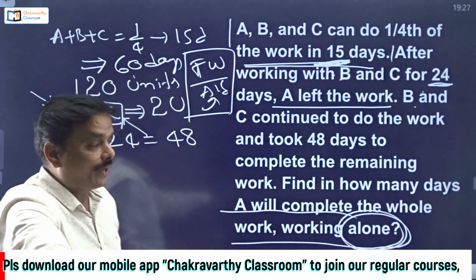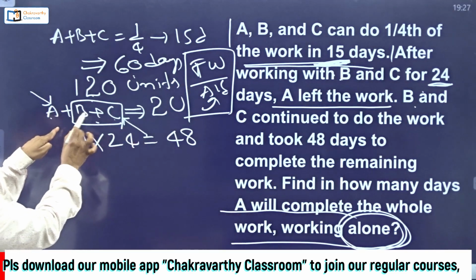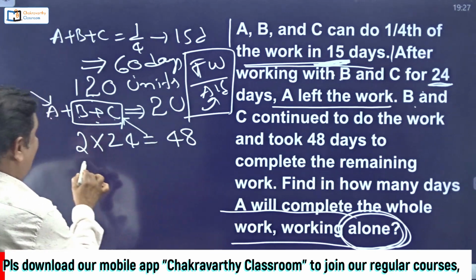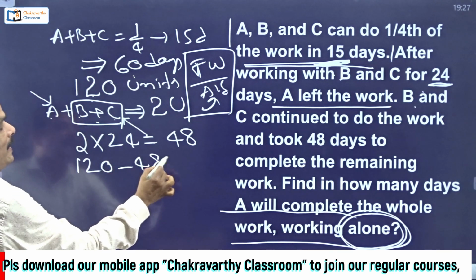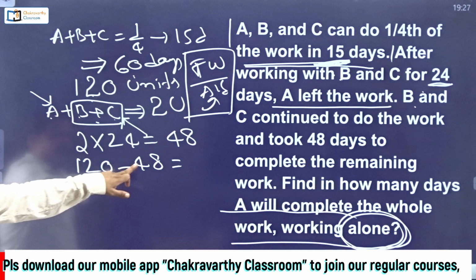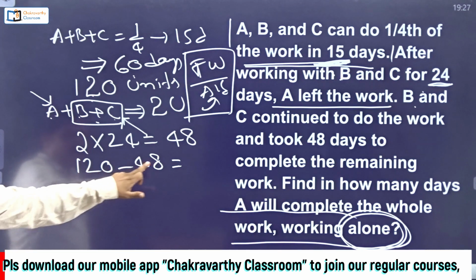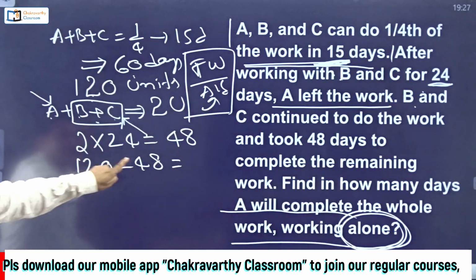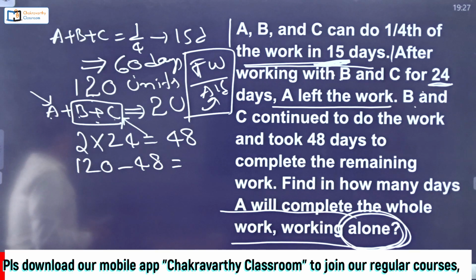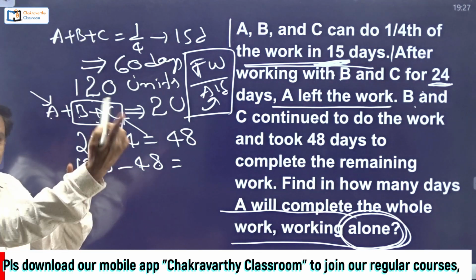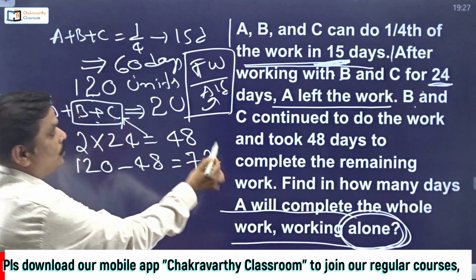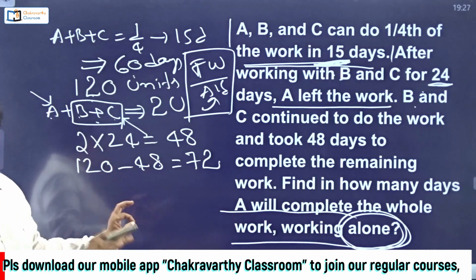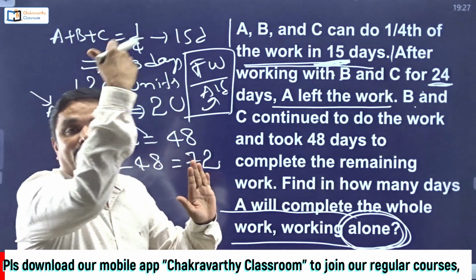Now the remaining work, because my task is to find out B plus C's 1 day's work. Alright, now the remaining work is, I'll write here, 120 minus 48. What is 120 minus 48? Instead of doing 48, for simplification purposes, you do 120 minus 50. You add 2 there. So 120 minus 50 is 70. But I have to take out only 48, so you need to add 2 there, 72. Okay, what is this 72? 72 is the work left after A left the work.